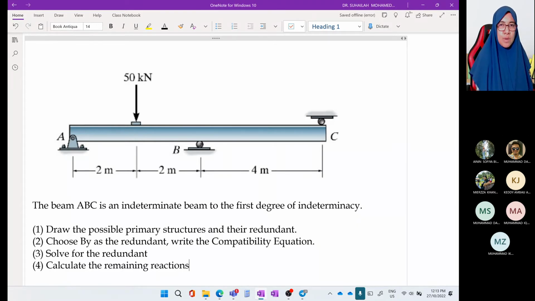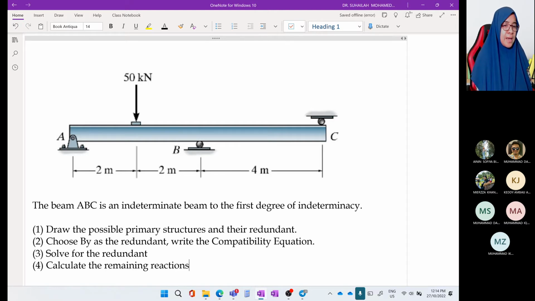It means that when you want to write the moment equation for AB, you have to add another point called D at the center of AB, because we have to have two cutting sections. If this beam is to be analyzed using the flexibility method, we will analyze the reactions. Reactions occur at A, B, and C.